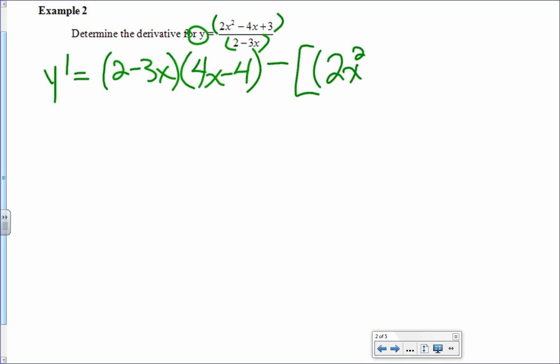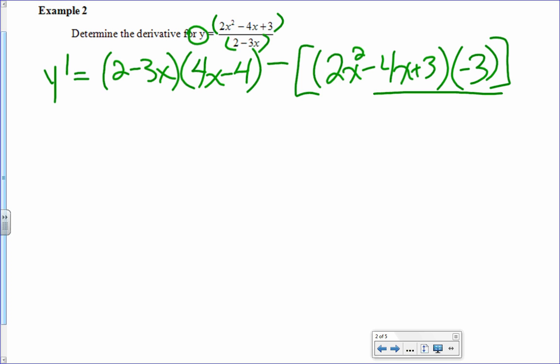2x squared, the top, okay. Divided, or times, divide, what? Times, okay. Times negative 3, because that's the derivative of the bottom. All divided by the bottom squared. And in a little bit, I'm going to give you a little bit of helpful knowledge that will save you a lot of time.